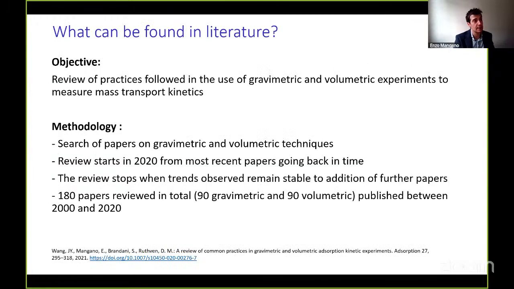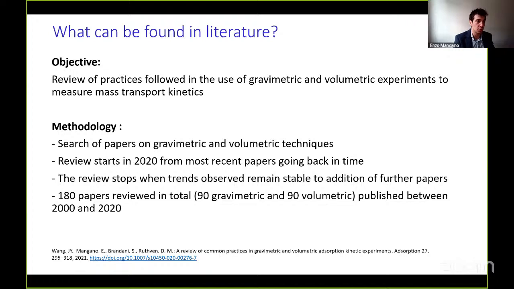What was the objective? The objective of the work was essentially to review the practices followed in the use of volumetric and gravimetric systems to measure mass transport kinetics. And the methodology was quite simple. We searched for all the papers using gravimetric and volumetric techniques to measure kinetics, starting from 2020, which was the year we were drafting the manuscript, and starting from the most recent papers and going back in time. For each of the papers, we collected the metrics of interest for our review, and we stopped adding papers when the metrics we were observing were not changing anymore with further papers.